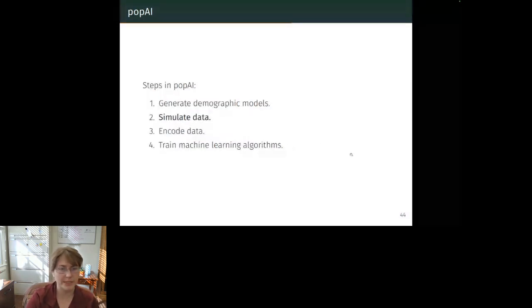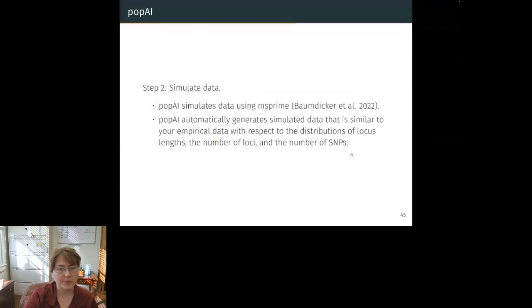Next, PopAI will simulate data. We simulate data using msprime, and PopAI does a lot of things behind the scenes to generate simulated data that's similar to your empirical data with respect to things like the distribution of locus lengths, the number of loci, and the number of SNPs per locus.